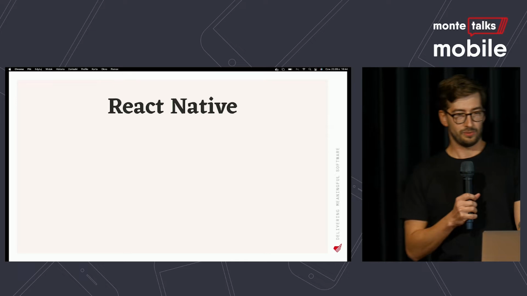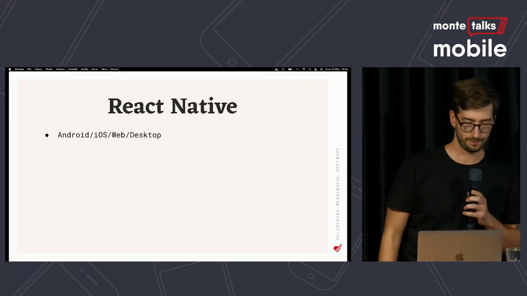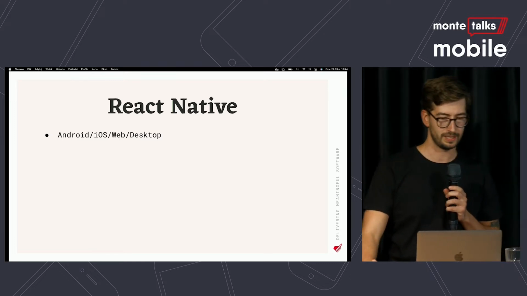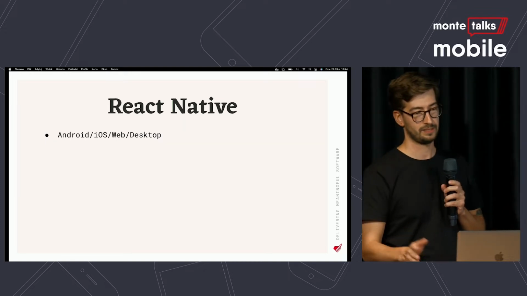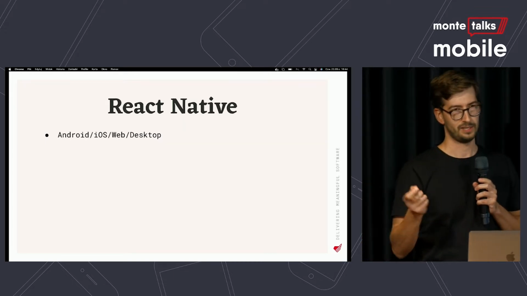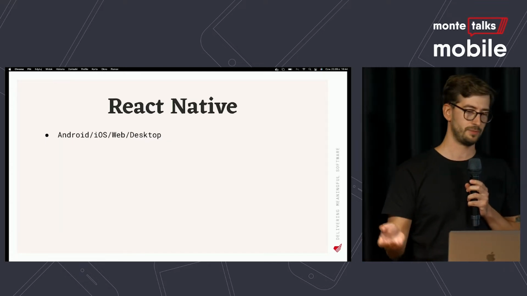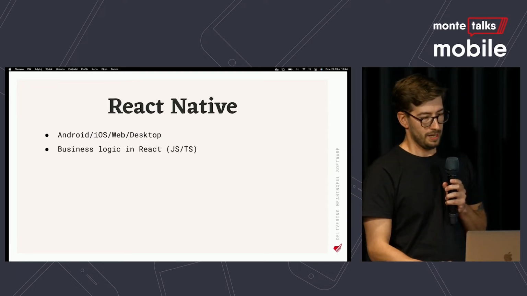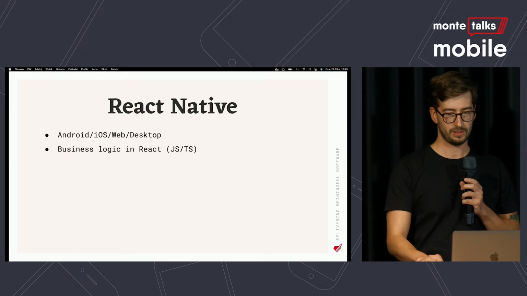So let's jump into React Native. Same as for Flutter, we can deliver the app to Android, iOS, web, and desktop. But for web, which we will also talk about later, and desktop, the one difference in React Native is that we need additional libraries to achieve that. For example, for desktop, we need React Native Windows or React Native macOS. The business logic is in React, so JavaScript or TypeScript.